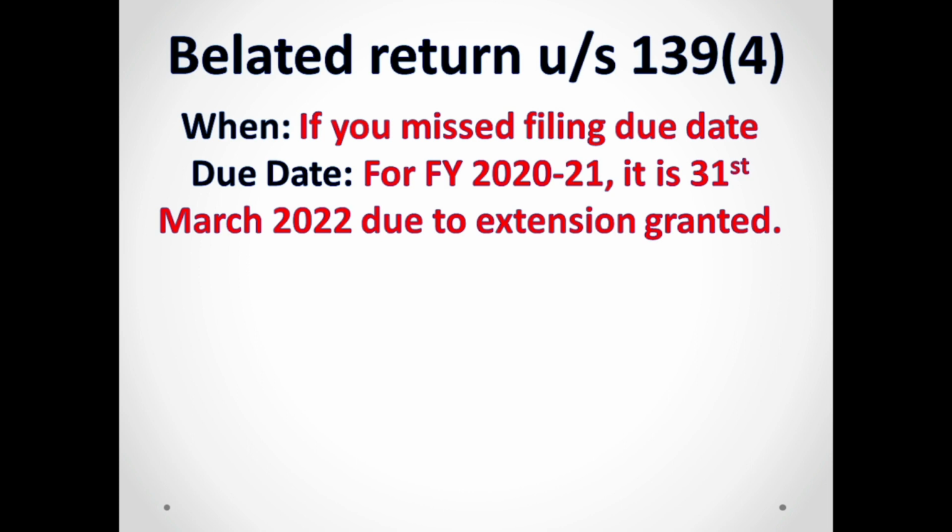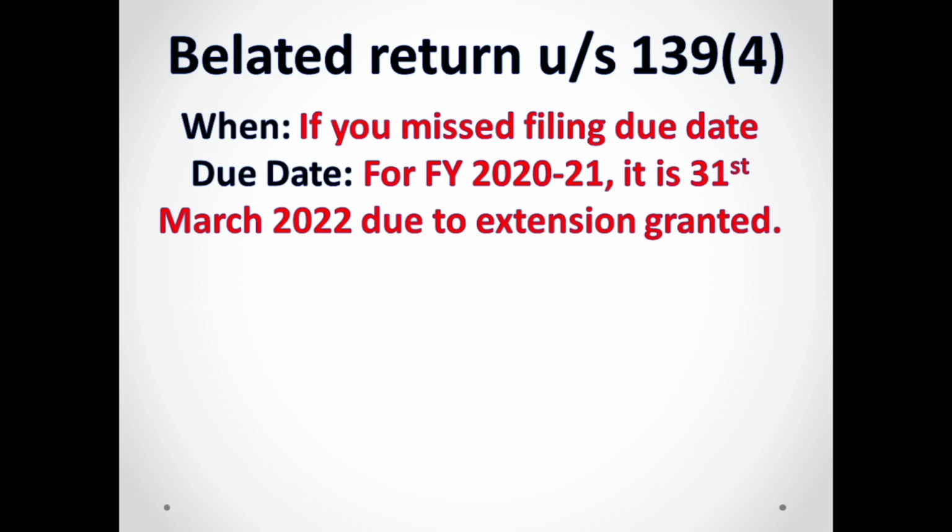It is nothing but a belated return under section 139(4). So what is the due date for this? For financial year 2020-21, it is 31st March 2022. So the original return was due 31st December 2021. So the belated return due date is 31st March 2022.